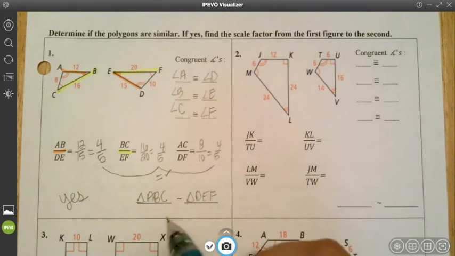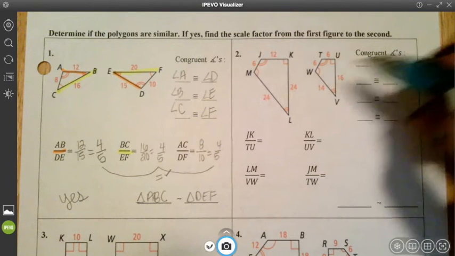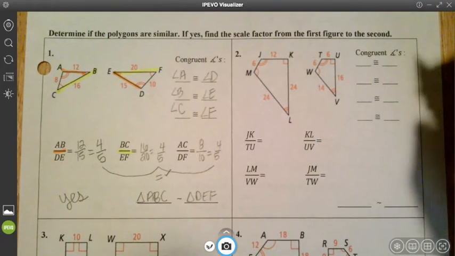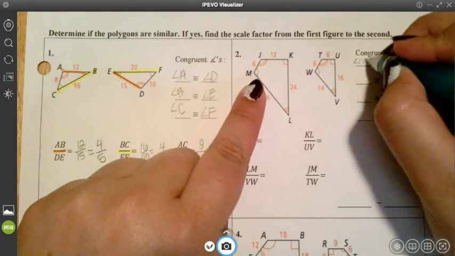Again, it's very important the order that you write those vertices, just like when we were doing our congruence statements. In the next example, we're given quadrilaterals. So again, we want to find corresponding angles. This time, let's go with the number of tick marks that there are. So this is angle M.